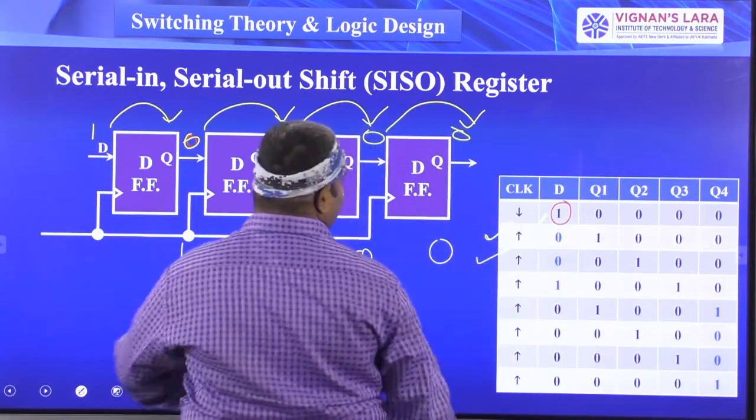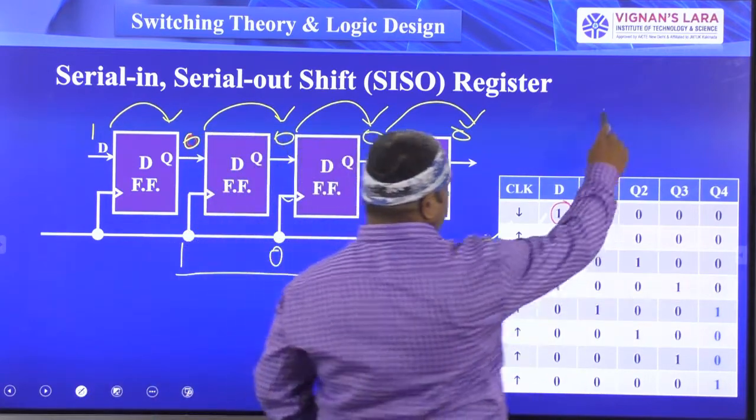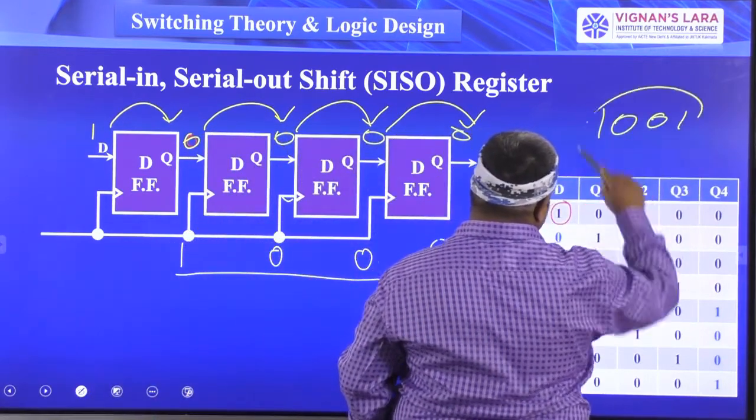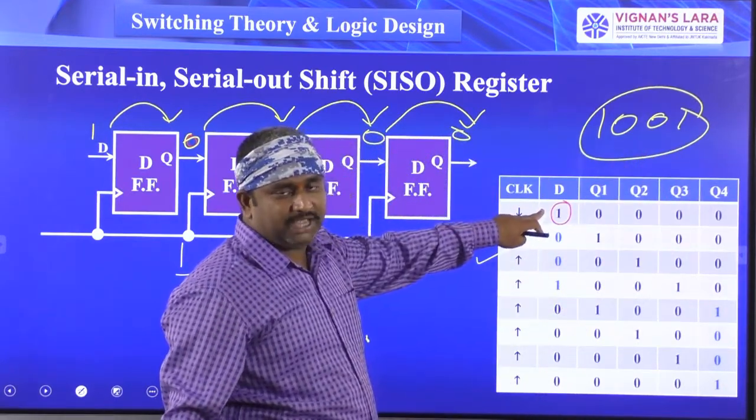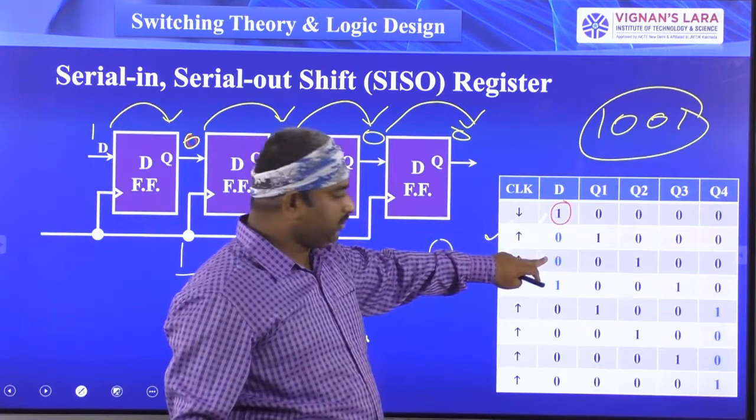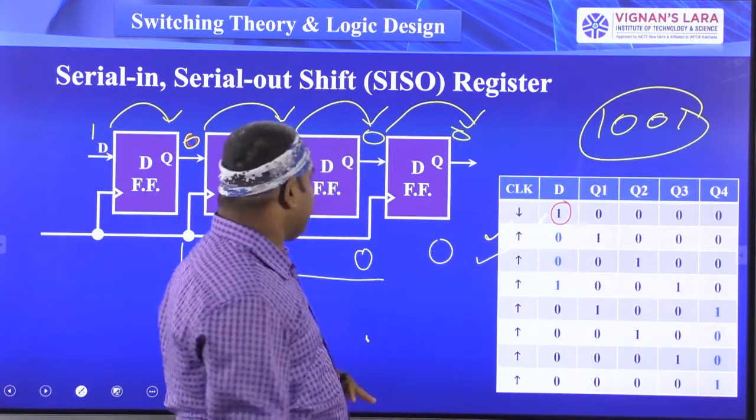Now I am giving another input that is equal to 0. Here I have used a data to store, 1001. So I have taken 1001 data. For the first clock pulse I am giving 1, second clock pulse I am giving 0, third clock pulse I am giving 0, fourth clock pulse I am giving 1. Okay, right.